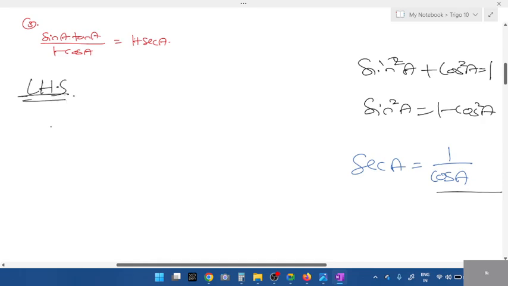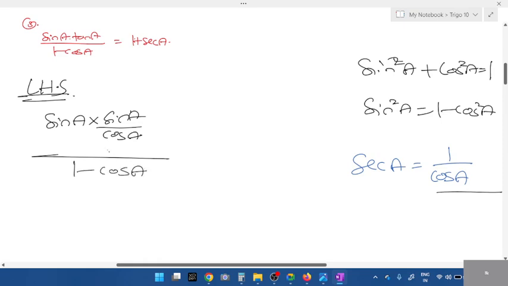Then what's the second thing I told you all? Sine, keep it as it is. Apart from sine and cos, convert the other things. What is the tan value? Sine A divided by cos A, divided by 1 minus cos A as it is. Next, when you multiply, what did you all get? Sine into sine is sine square A divided by cos A.